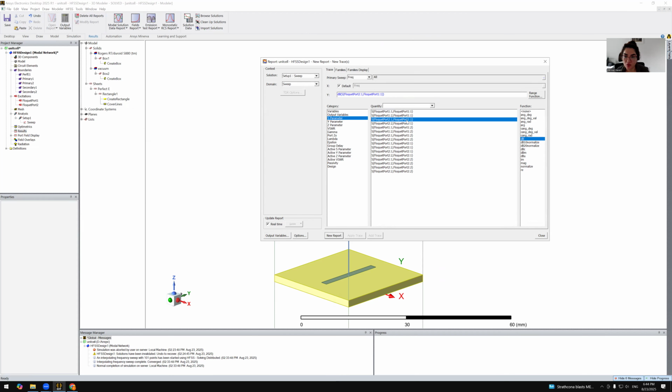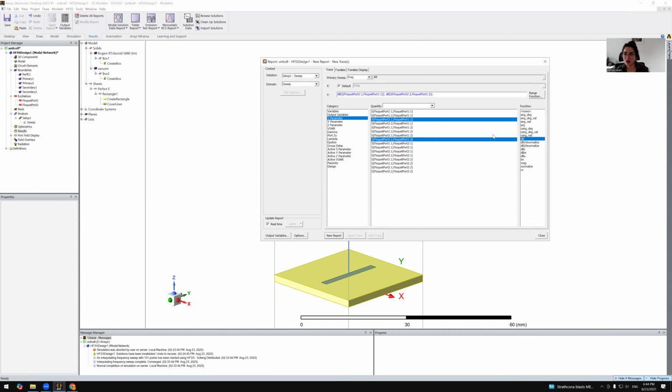The number of the port has changed, so this is the transmission coefficient in the direction of TE. Both of them are TE. So this is S21 TE-TE. Again, transmission coefficient. Then we want another one, which is the transmission coefficient TM-TM.